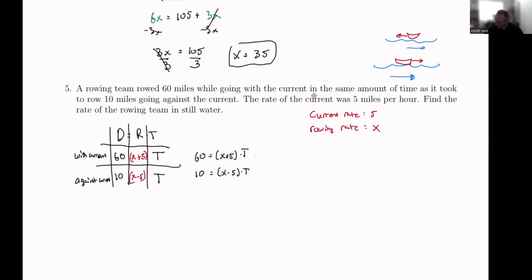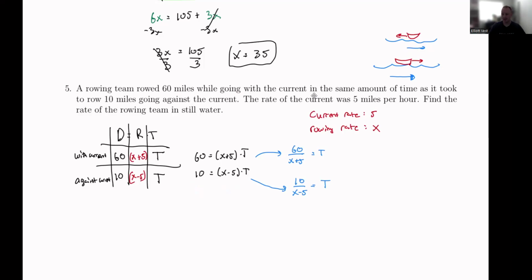To get t by itself in the top equation, I'm going to divide by x plus 5 to get 60 over x plus 5 equals t. For the bottom equation, I'm going to divide by x minus 5, right? Divided by x minus 5, divided by x minus 5. I won't leave that there for the sake of the work. I'm going to have 10 divided by x minus 5, and the x minus 5 cancels on the other side.